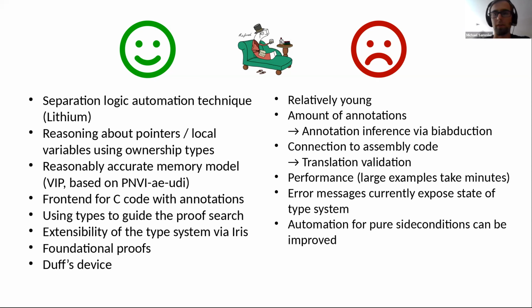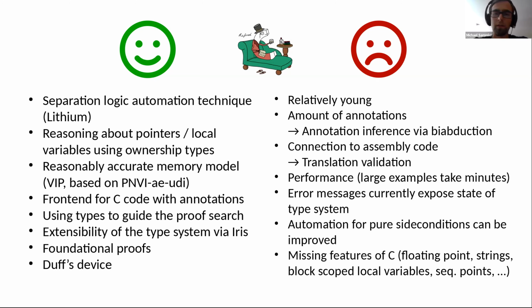So far with RefinedC we have focused on automating the separation logic aspects of the reasoning. We had Lithium, this separation logic programming based automation technique, but we haven't focused so much on pure side conditions. There you often still need to do manual proofs when you do non-trivial stuff, and it would be nice to integrate with SMT solvers or other more automated tools for proving pure stuff more automatically.